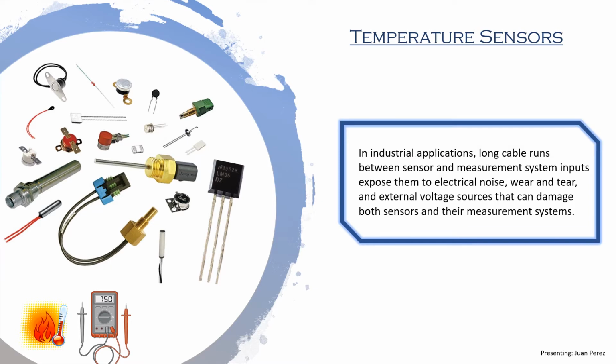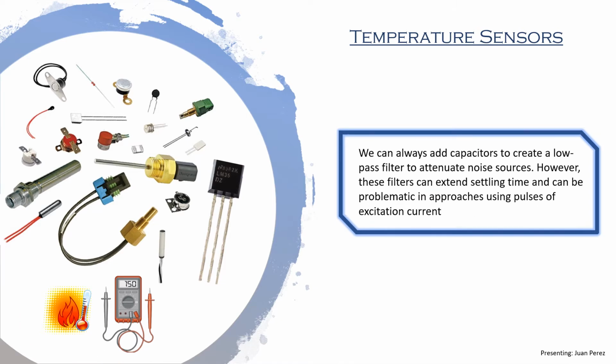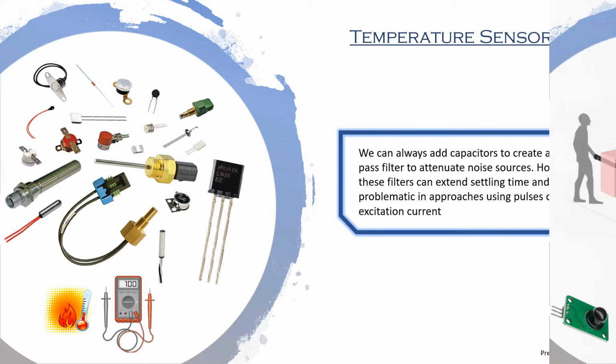In industrial applications, long cable runs between sensor and measurement system inputs expose them to electrical noise, wear and tear, and external voltage sources that can damage both sensors and their measuring systems. We can always add capacitors to create a low-pass filter to attenuate noise sources. However, these filters can extend settling time and can be problematic in approaches using pulses of excitation current.